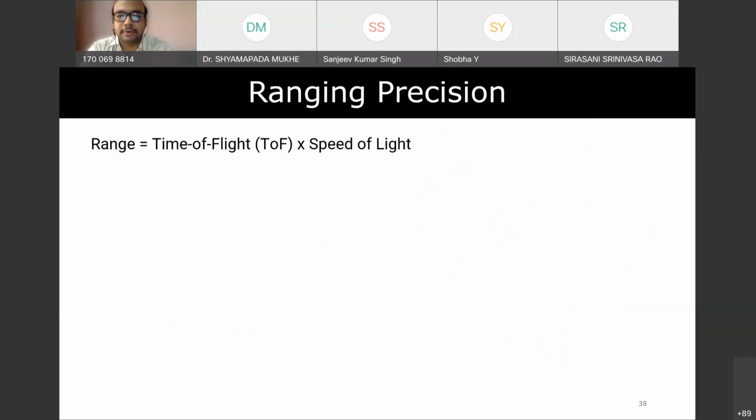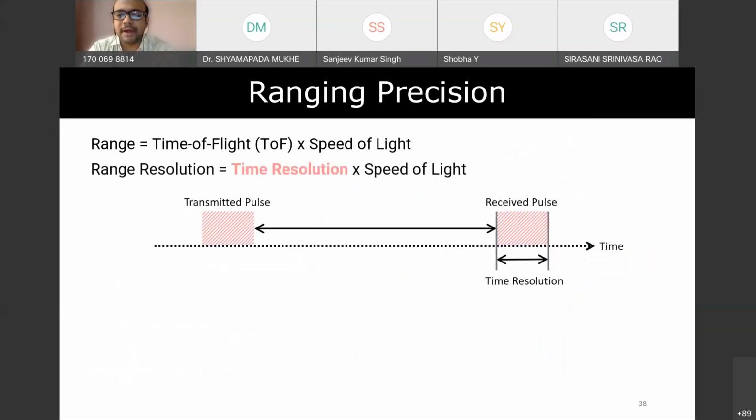So as I told you, now we'll talk about how precisely you can track these devices. This is a fundamental equation: range equals time of flight times the speed of light. So how do you find out the time of flight or the resolution of the range? There is a transmitted pulse whenever you are sending the signal from the transmitter, and there is a received pulse, right? The pulse will be received by the receiver. How accurately your time of flight is calculated will depend on the resolution of the time at which you are receiving the signal.